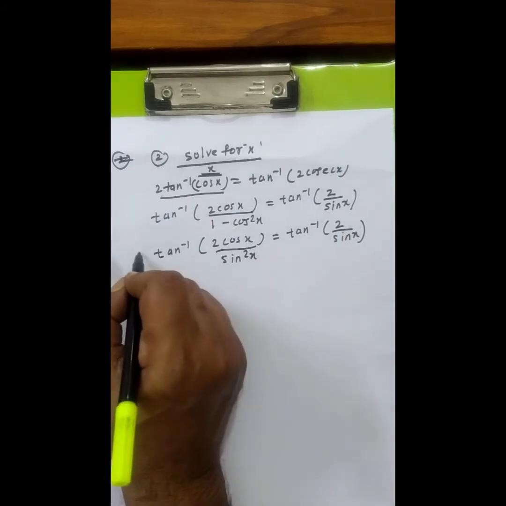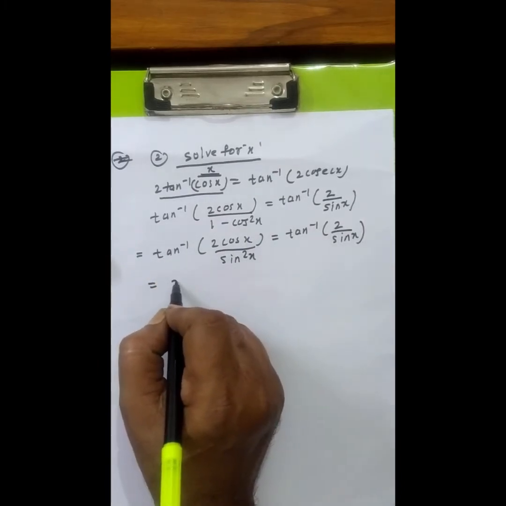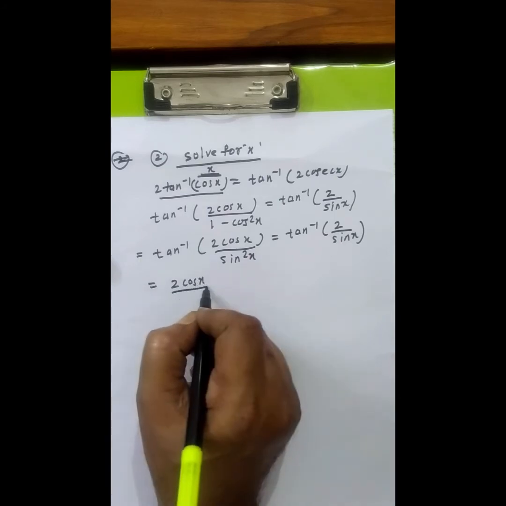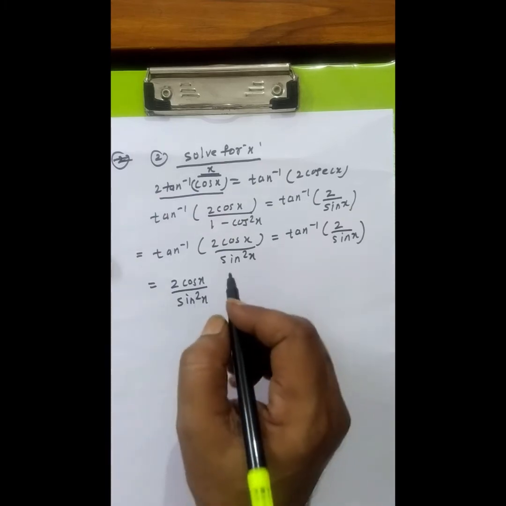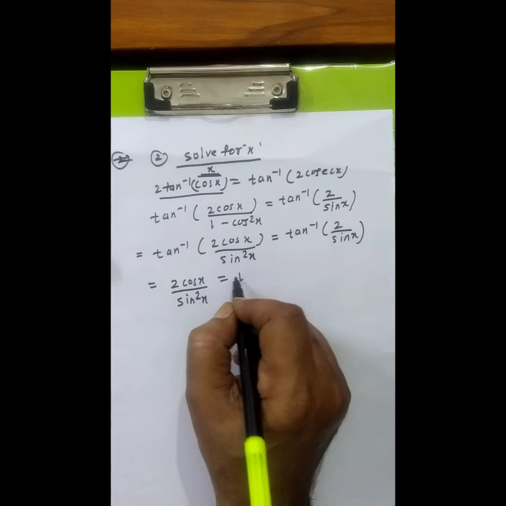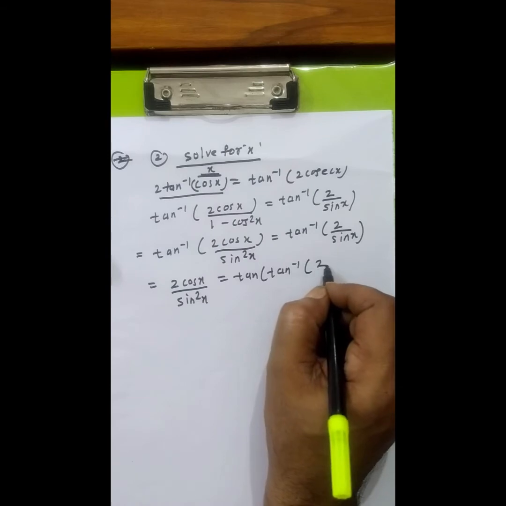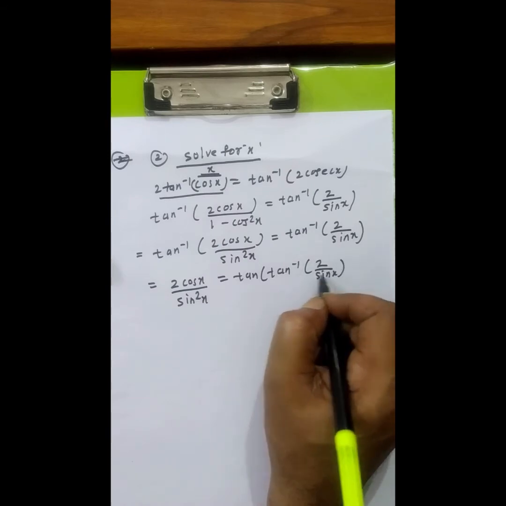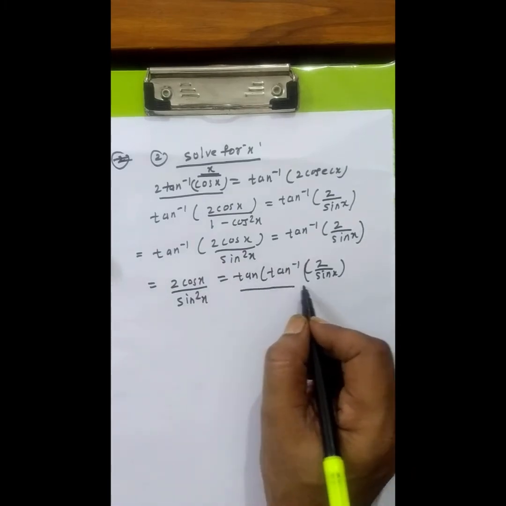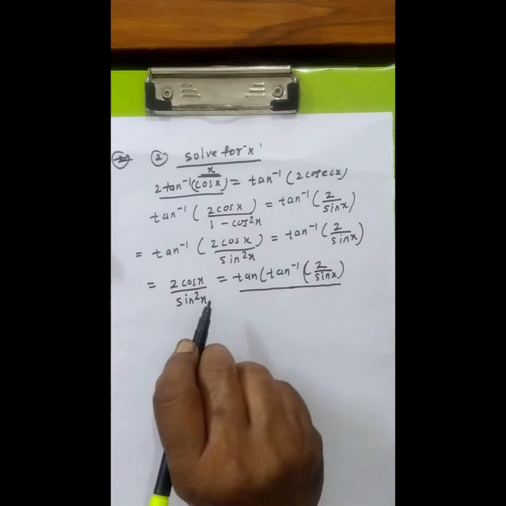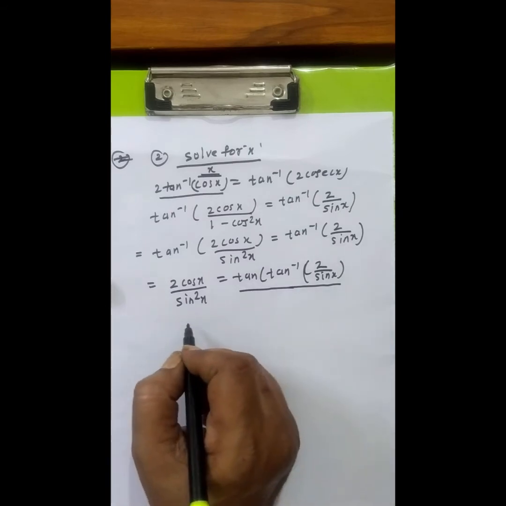So this is same as tan inverse of 2 cos x divided by sin square x equals tan inverse of 2 divided by sin x. Now this right hand side is like tan inverse of x. So what is tan inverse of x? It is x. Instead of x it is 2 divided by sin x.